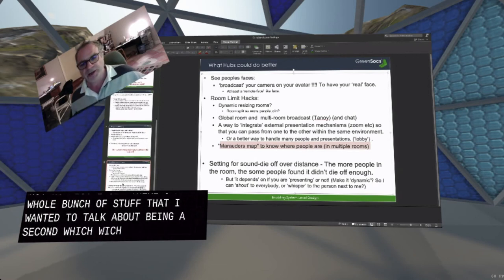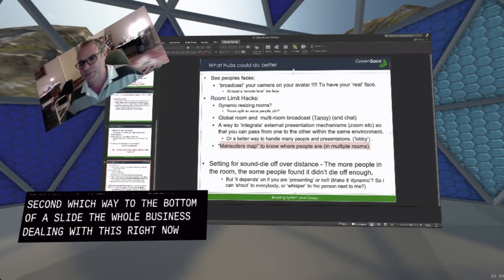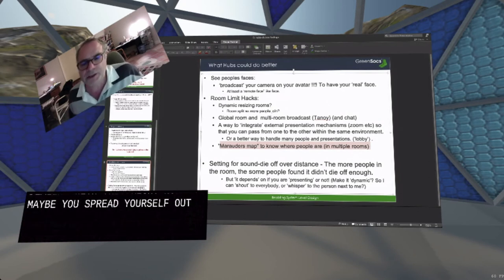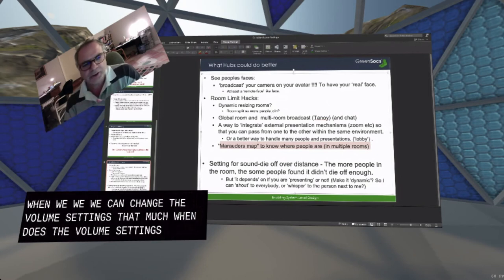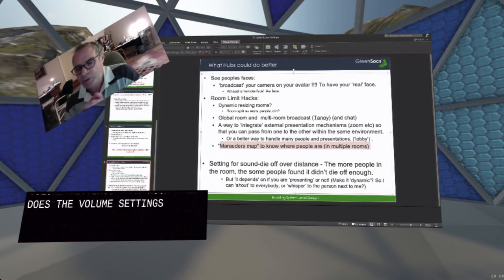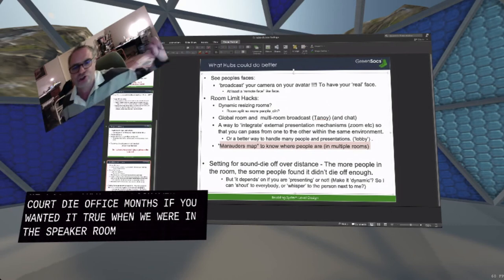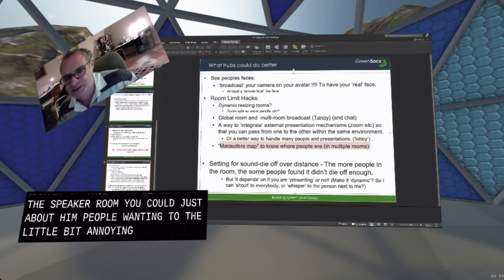But actually, there's a whole bunch of stuff that I wanted to talk about, which is the bottom of this slide. The whole business of sound. Now, I don't know how you are dealing with this right now. Maybe you've spread yourself out enough and adjusted your volume so it's comfortable. But obviously you can't really change the volume settings that much. With the way they were set up, we found that the sound didn't quite die off as much as we wanted it to when we were in this bigger room. You could just about hear people from one end of the room to the other, which was a little bit annoying when you were chatting to somebody.